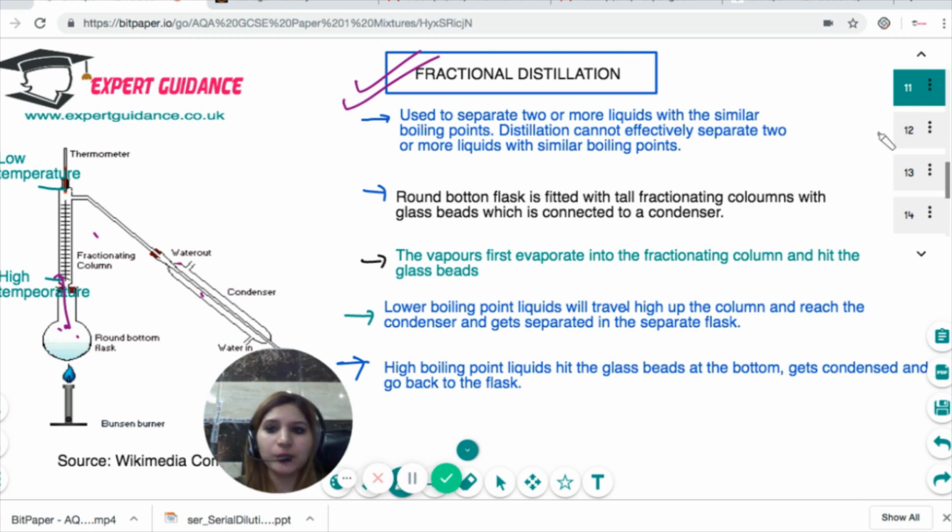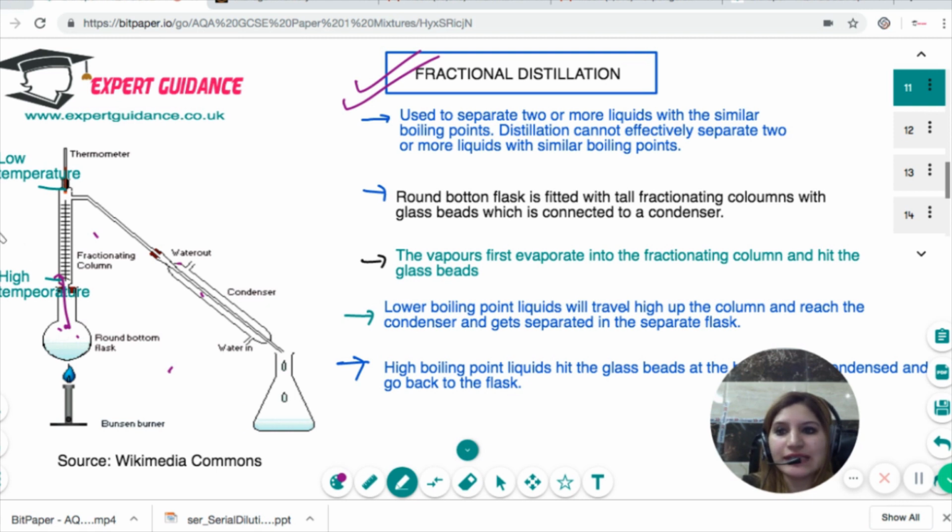Okay, so I hope this technique is clear to you. You should know this setup. It's a fractionating column with glass beads. There's a round bottom flask. There's a Bunsen burner. There's a condenser which collects the lowest boiling point solution.